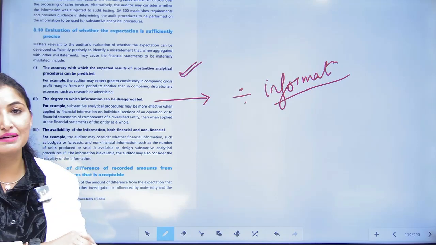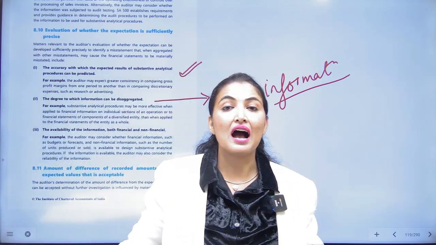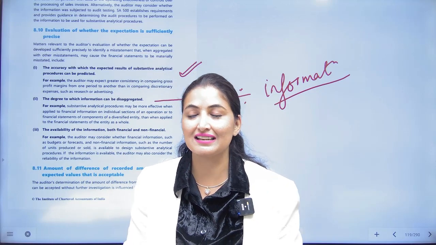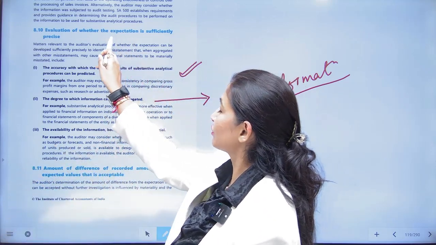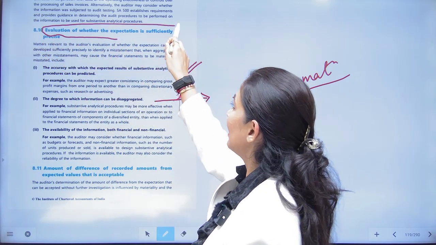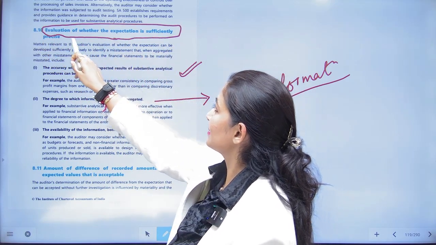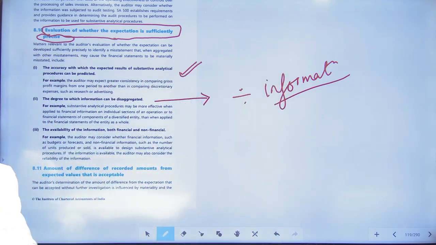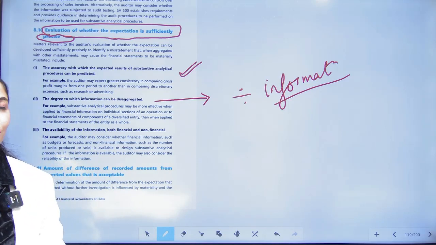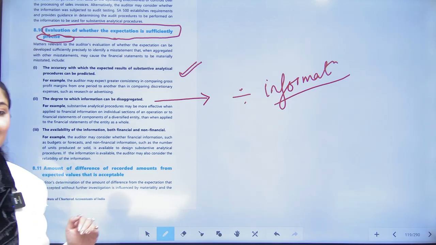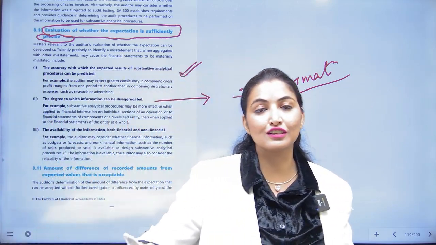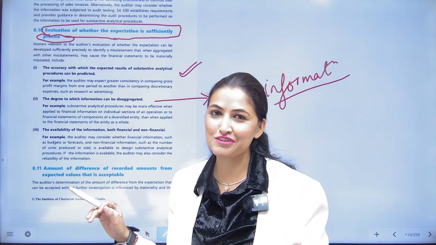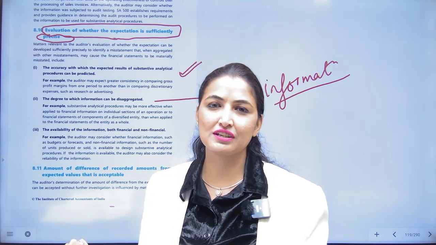Last thing, you'll have to see the availability of information. Are there informations that are financial and non-financial that are available? So when you check these three things, you're actually evaluating the expectation, whether the expectation is sufficiently precise, by three ways. What are those three ways by which you are checking the same? You see the accuracy of the things provided to you, you disaggregate the whole information. Once you have disaggregated the whole information, lastly, are you really provided with both the information that are financial and non-financial information, right?